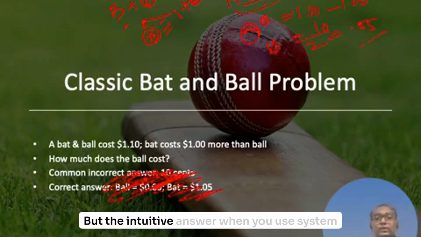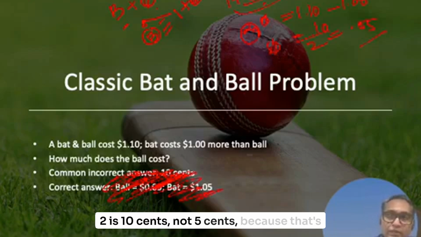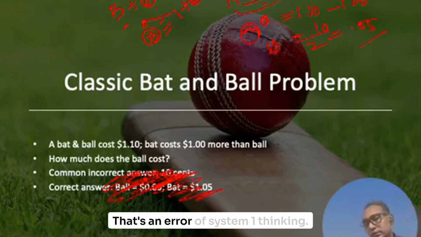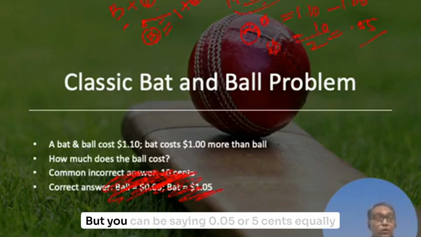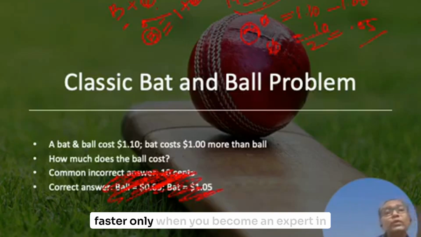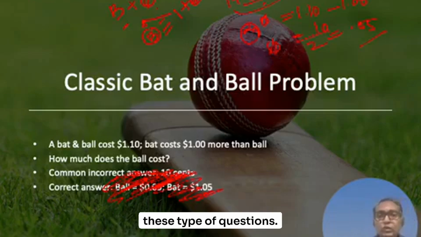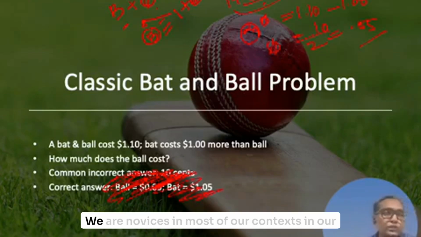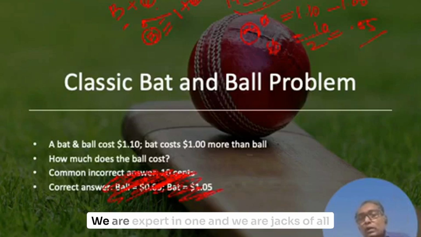But the intuitive answer, when you don't use system 2, is 10 cents, not 5 cents, because that's quick, not controlled. That's an error of system 1 thinking. But you can say 0.05 or 5 cents equally fast only when you become an expert in this type of question. So that's where the difference is between experts and novices. We are novices in most of our contexts in our lives. We are expert in one and we are jacks of all trades.